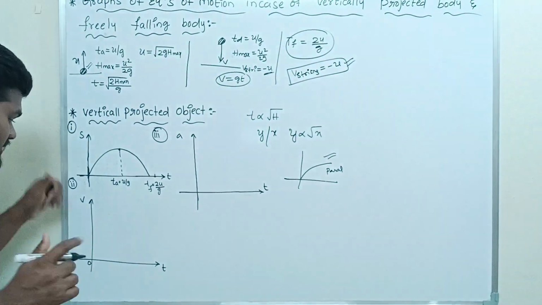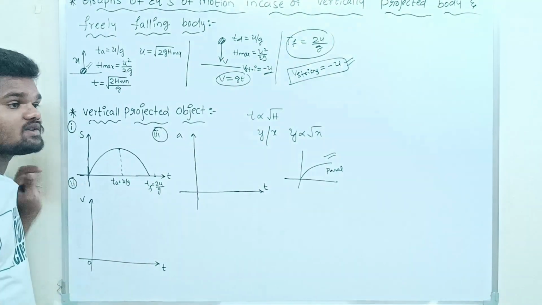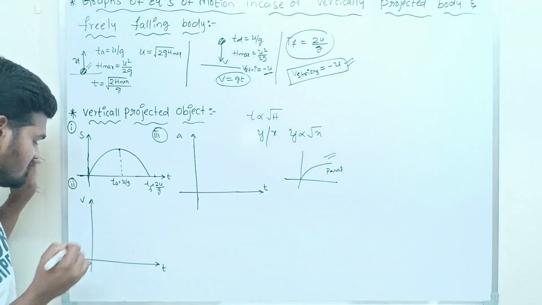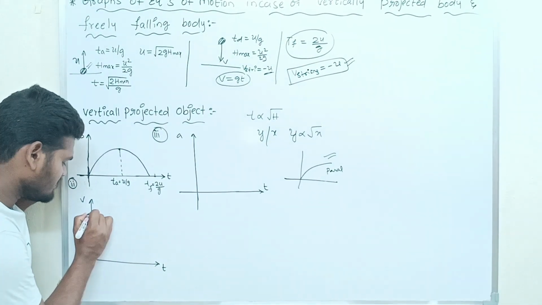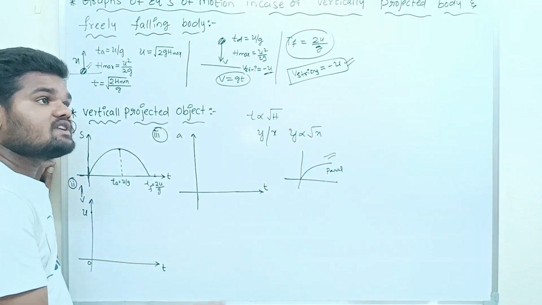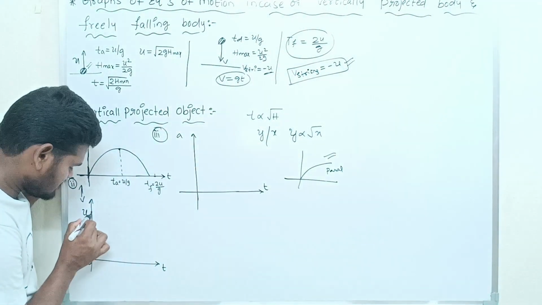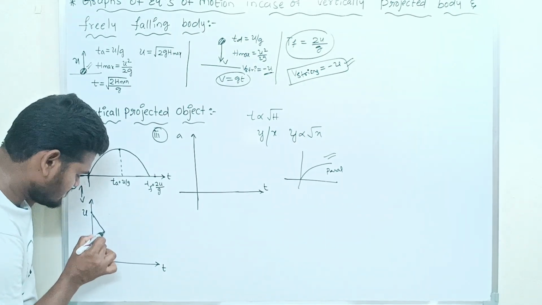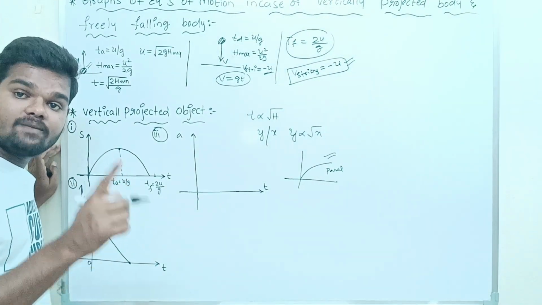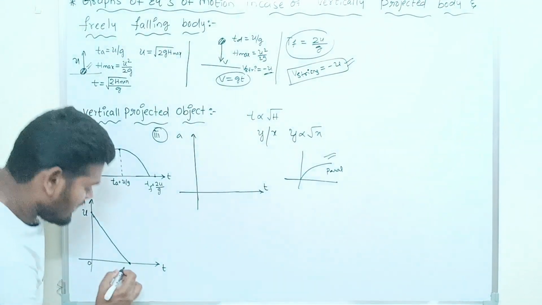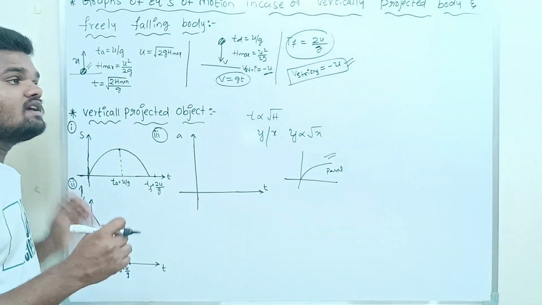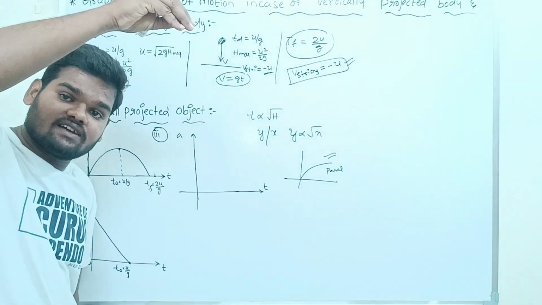So let us discuss our velocity versus time graph. In case of a vertically projected body, we project an object with a certain initial velocity. That means at time t equals 0, the object has some initial velocity, that is u. Whenever the object moves away from the ground, its velocity decreases. Whenever the object reaches the maximum height, its final velocity becomes 0, and the time taken is given by t equals u by g.